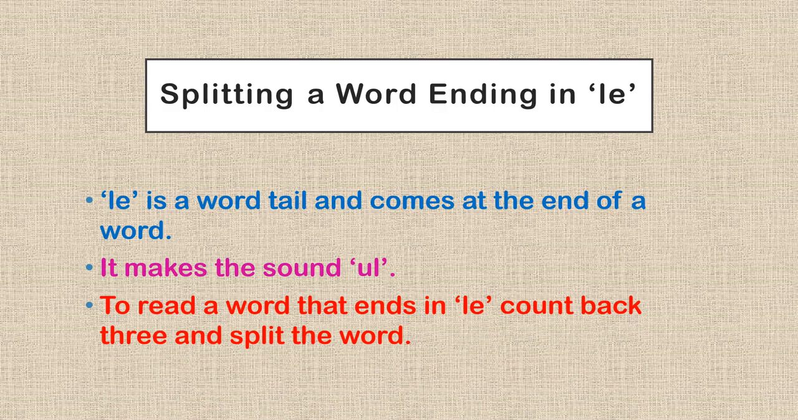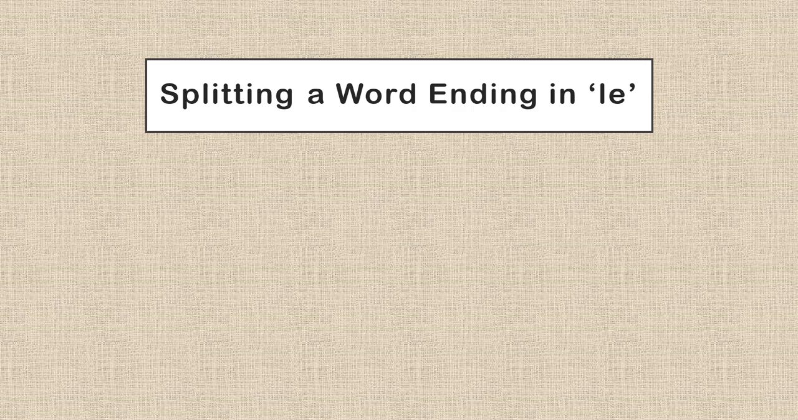To read a word that ends in LE, there is a strategy that you need to keep in mind. That is, count back 3 and split the word. How should you do that? Count back 3: 3, 2, 1, split. Let's see how we need to do this.